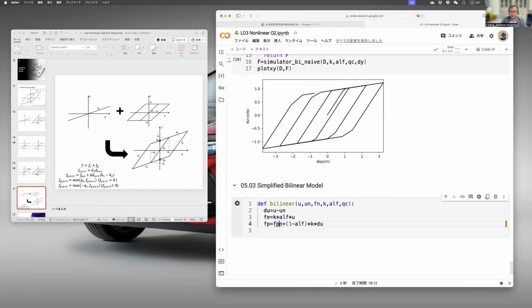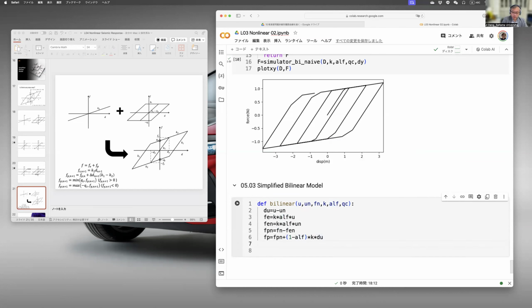However, we don't have Fpn, but we have Fn, which is the last force. So we know that Fpn is equal to Fn minus Fen, right? And Fen is the same as this one, just using the last step's displacement. Then we calculate Fpn, and then we calculate Fp at this step.